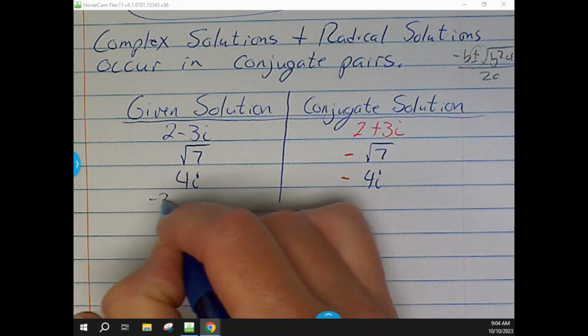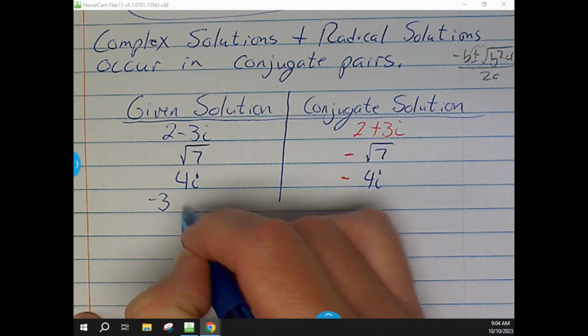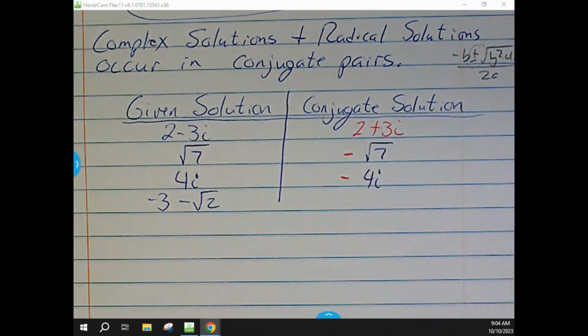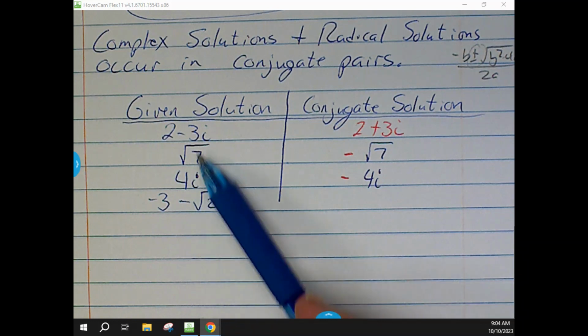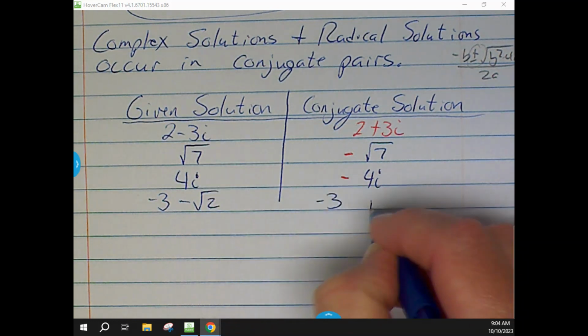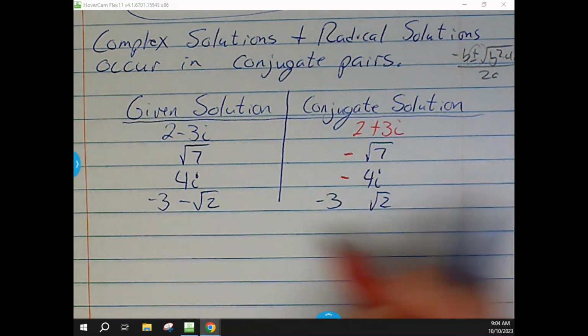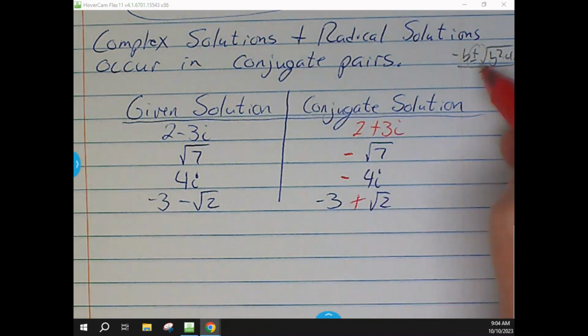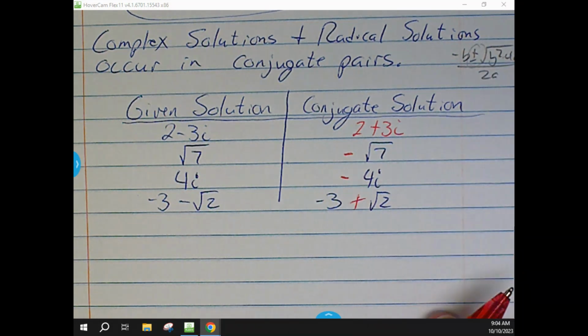And then if we have something like negative 3 minus the square root of negative 2, sometimes you get a problem like this and wonder, if they're both negative, do I change both of the signs? No, you only change the sign in the middle, in front of the imaginary number. So the negative 3 stays the same, the square root of 2 stays the same. The only thing you change is that plus, because that's where it comes out of finding it with the quadratic formula back here.